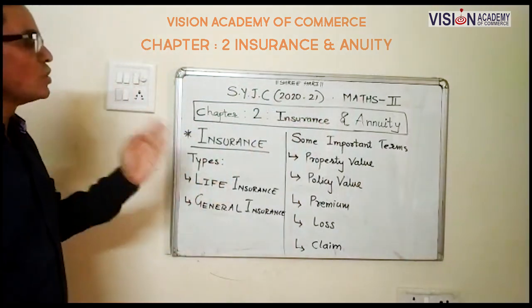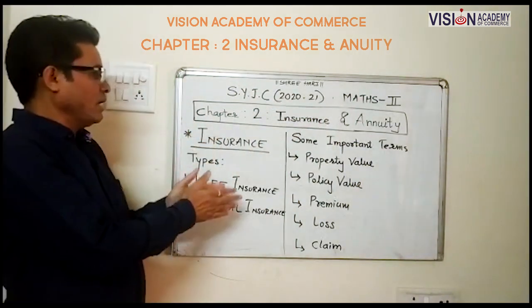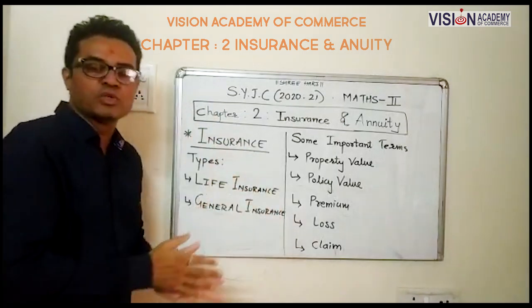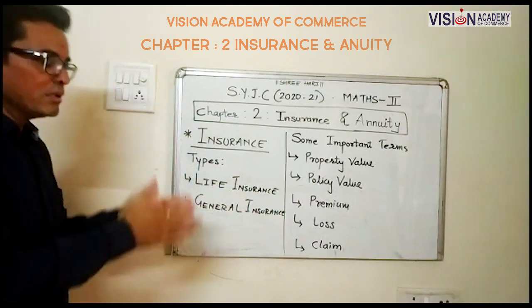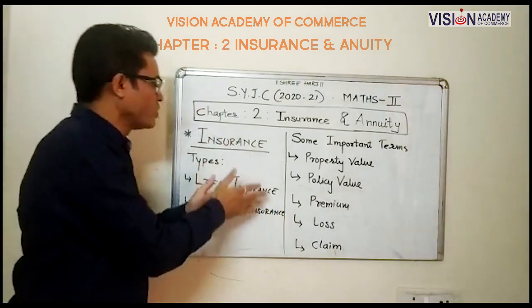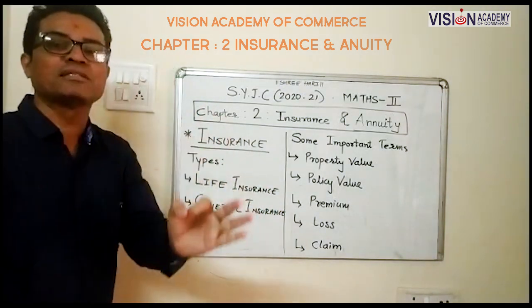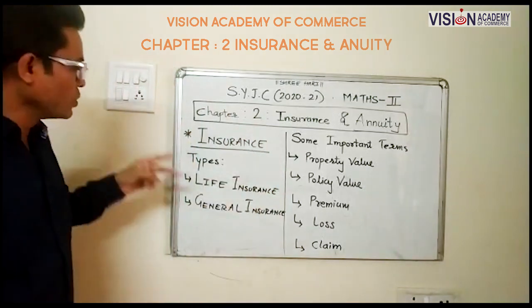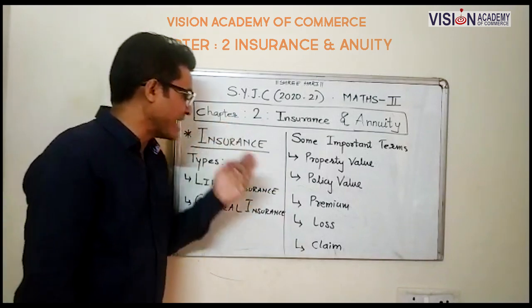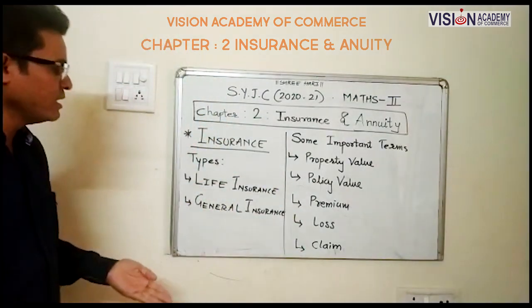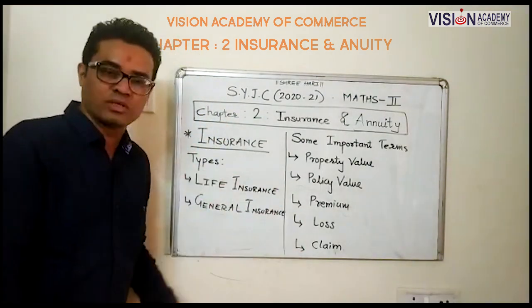In insurance, the first part, the simple meaning of insurance is creation of security. So there are two types of insurance. First is life insurance, and second is known as general insurance.